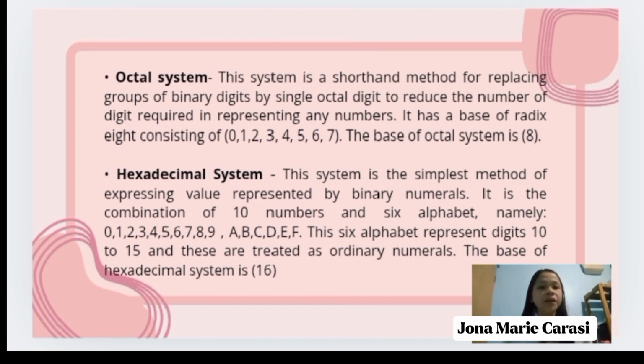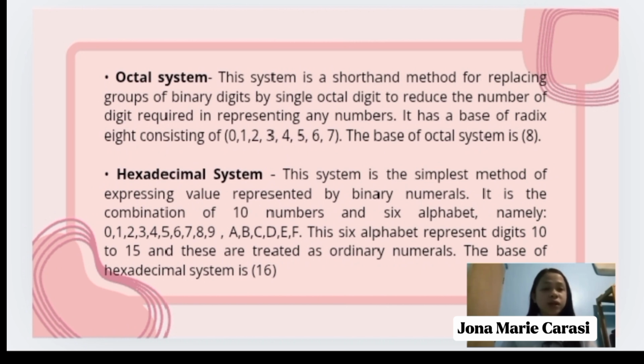In the binary system, numbers are made up of only 0 and 1, which can become long and difficult to manage. The octal system helps by grouping every 3 binary digits into one octal digit. This makes it easier to work with large binary numbers as you only need fewer digits to represent the same values.